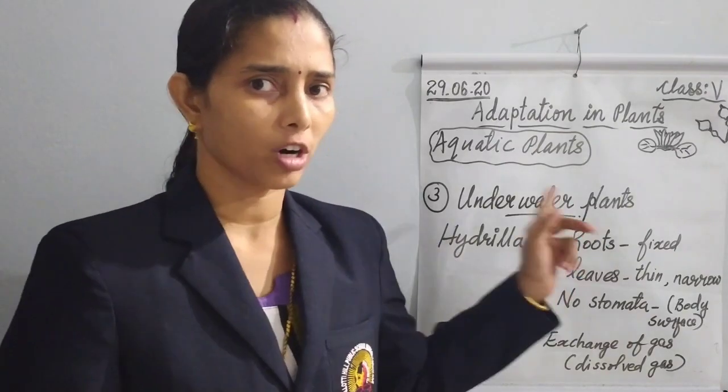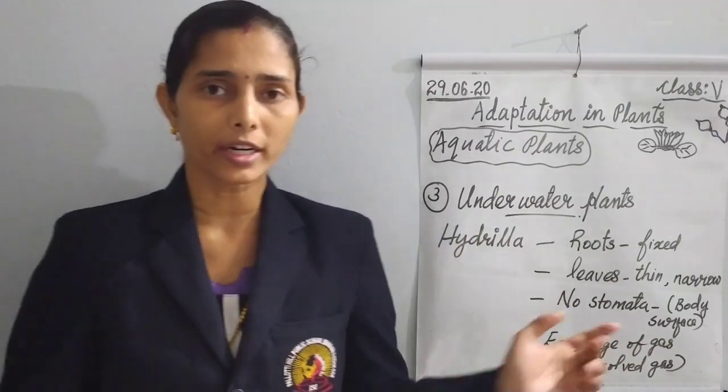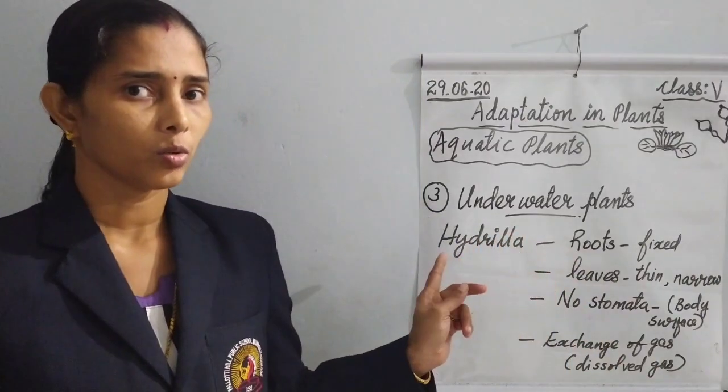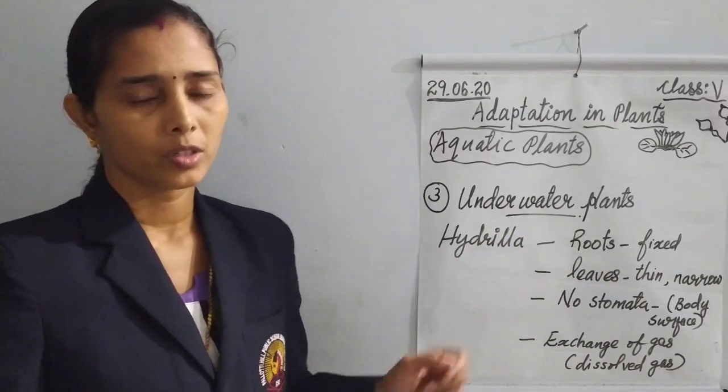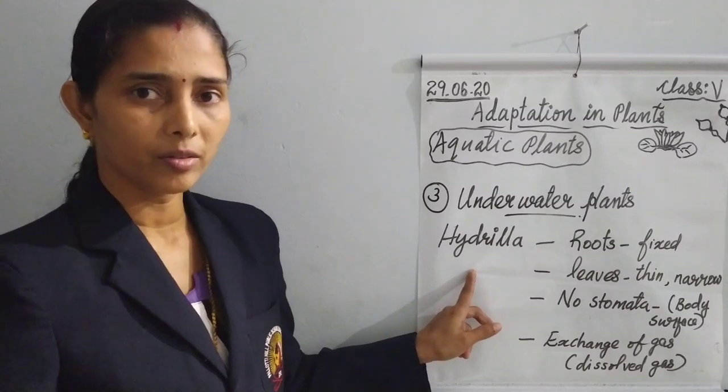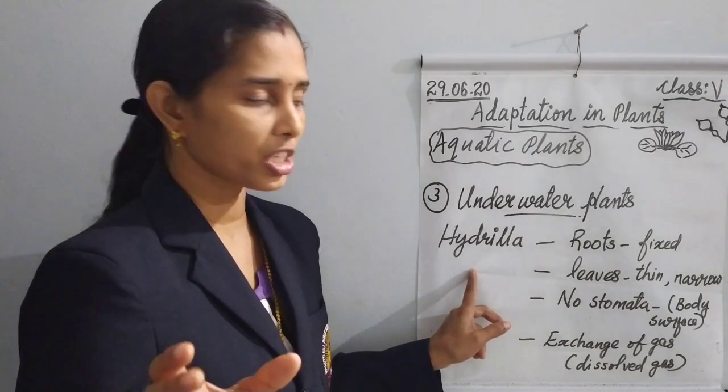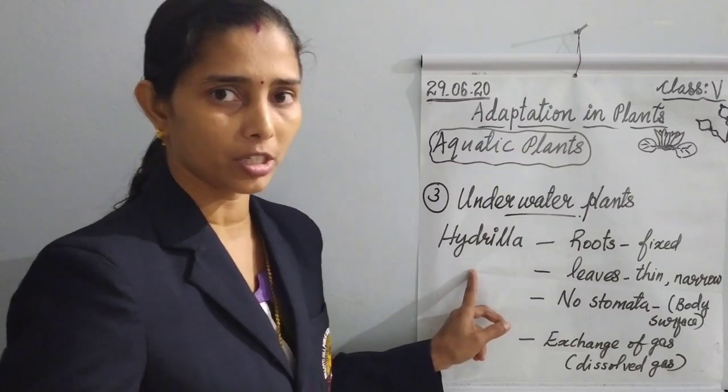The third category is underwater plants. What is another name for underwater plants? Okay, submerged plants. What are the adaptations of these underwater plants or submerged plants? What is the example of an underwater plant? Hydrilla. Do you remember the picture of hydrilla that I showed in the previous lesson, the previous class? Okay. So hydrilla, keep in your mind what its shape is, so you can understand what the adaptations are.